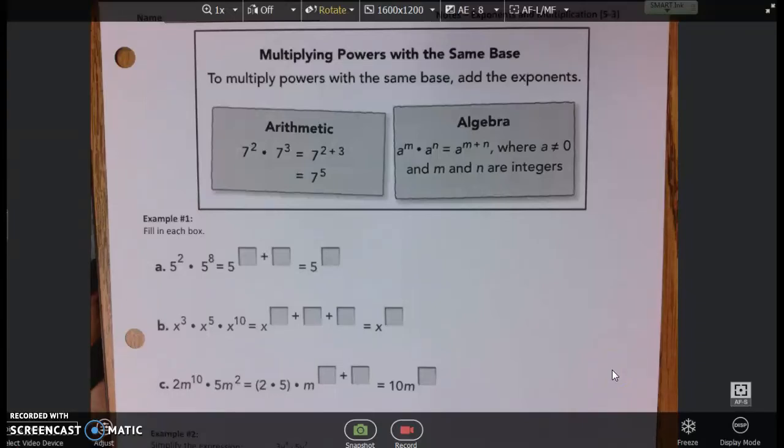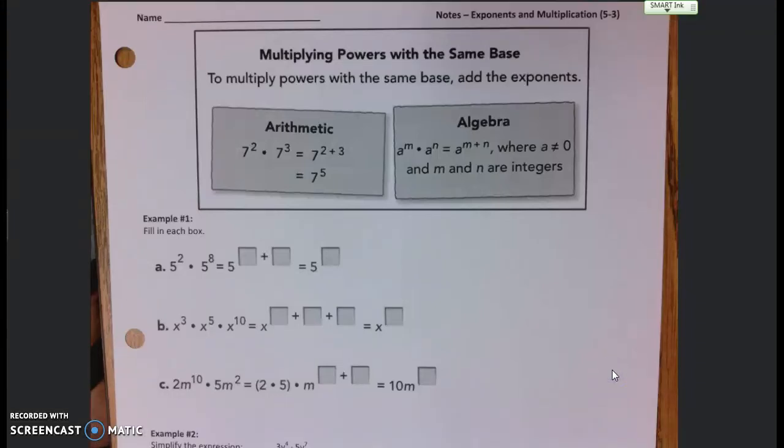Hello! Today we're talking about exponents and multiplication. The next couple of notes that we're going to talk about deal with laws of exponents or powers.